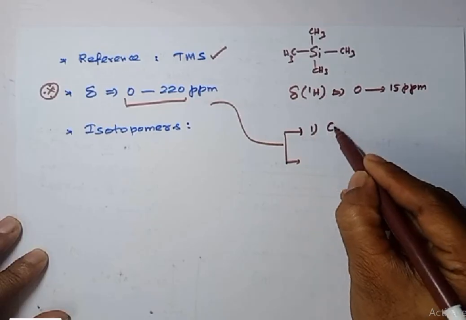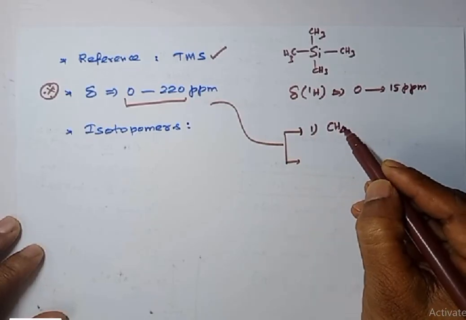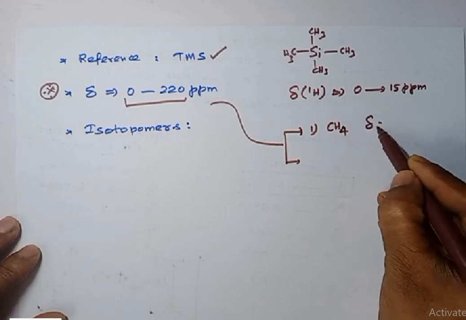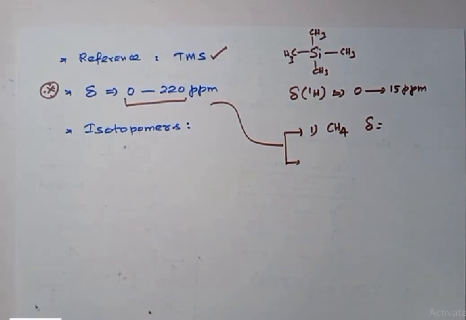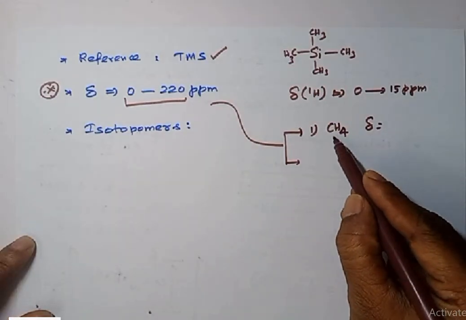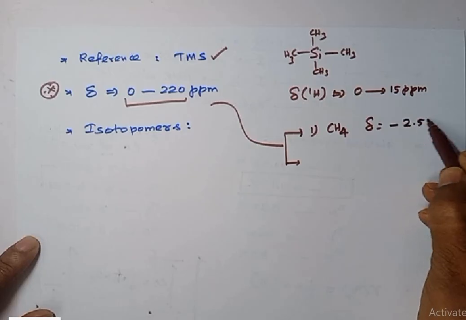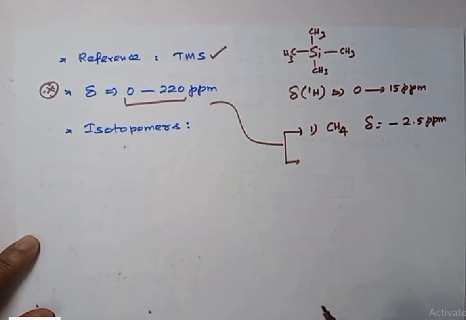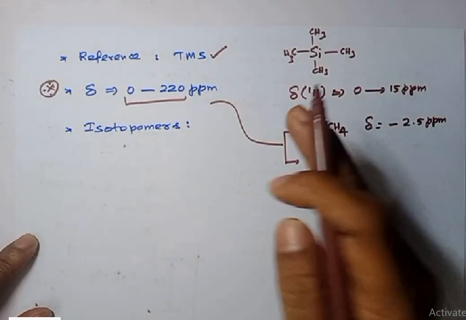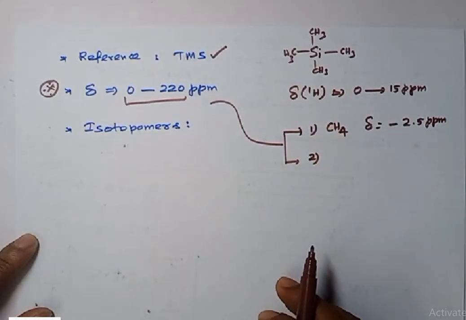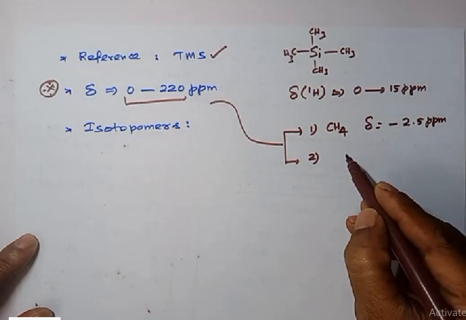Exception 1 is methane. For methane, the chemical shift value is actually negative. Let me give the value for methane. In the case of methane, the chemical shift of the carbon appears at minus 2.5 ppm. It is negative, and negative means it appears beyond TMS. That's the meaning. And the second one, carbocations.